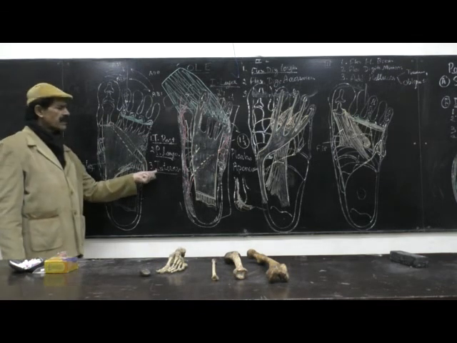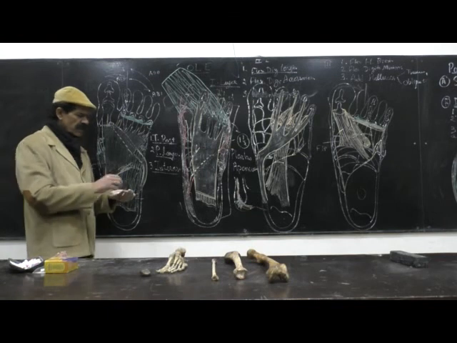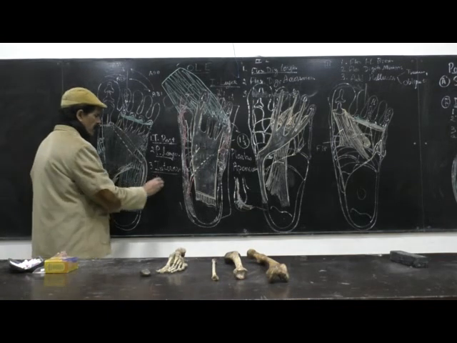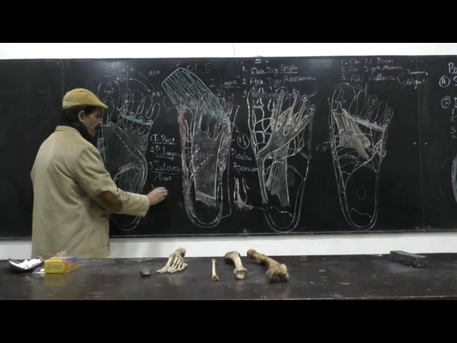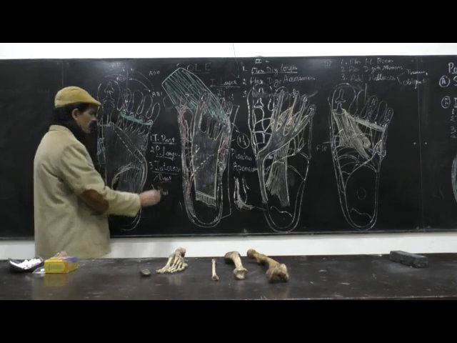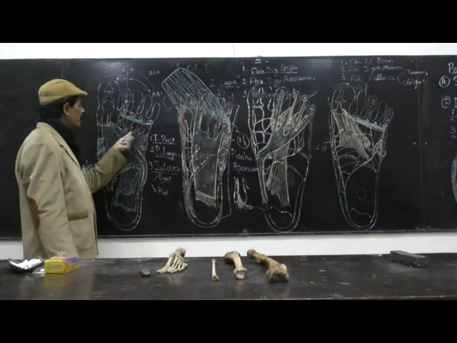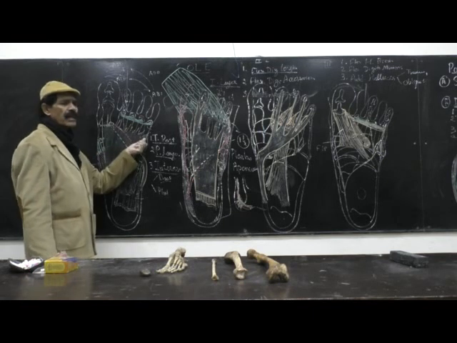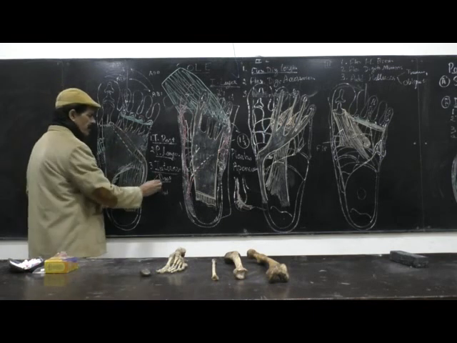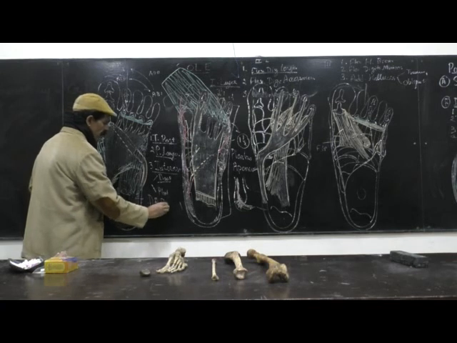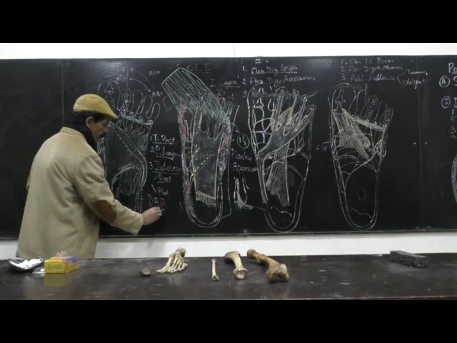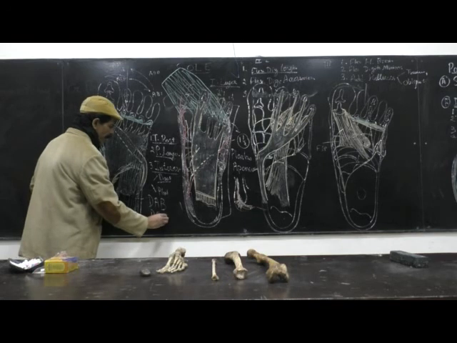Then the last is the interossei. So there are two: one is called the dorsal interossei and the other the plantar interossei. As the name suggests, they take origin from the adjacent sides of the metatarsal bones. For them you have to remember two words. For dorsal you have to remember DAB. For plantar you have to remember the word PAD.